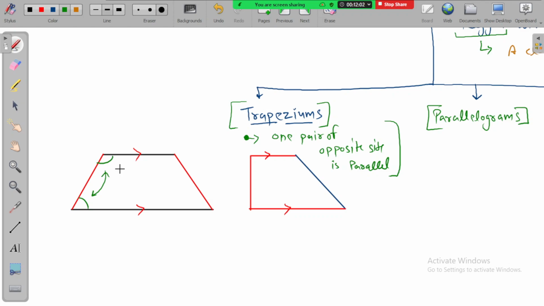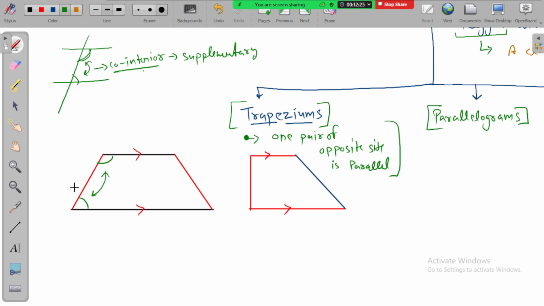Do you know the reason? Because in case of a pair of parallel lines, if you draw a transversal, these two angles are known as co-interior angles. Yes or no? Yes. So the sum of co-interior angles, or you can say the co-interior angles are supplementary. Okay.